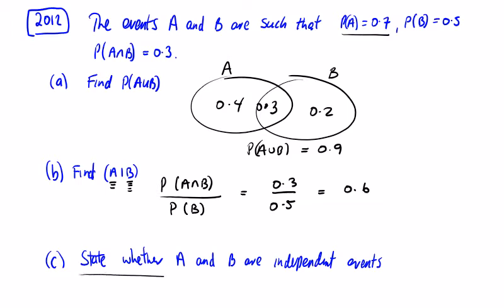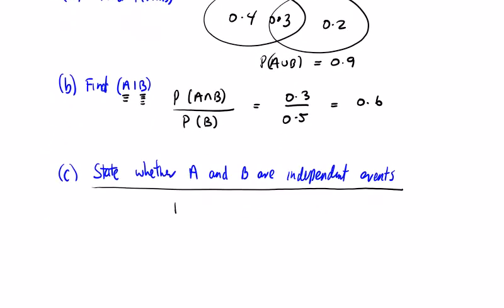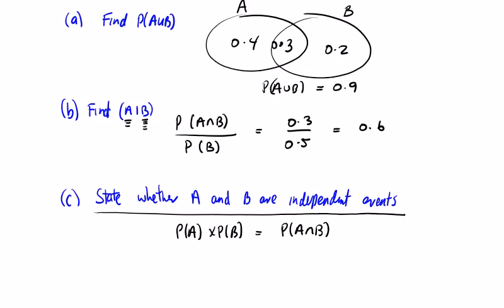State whether events A and B are independent events. Okay, so let's have a look. The probability of A by the probability of B, is it equal to the probability of A intersection B? Well, the probability of A is 0.7. The probability of B is 0.5. And the probability of A intersection B is 0.3. So you can see here 0.35 is not equal to 0.3. Therefore, these events are not independent.